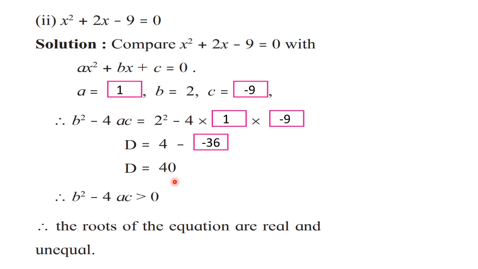40 is a positive number, so it is written that it is greater than 0, already given in the question. And since this discriminant is positive, we can say that the roots of the equation are real and unequal. In the previous case, it was negative, so we wrote that the roots of the equation are not real. Now, since it is positive, the roots are real and unequal. Let us go further.